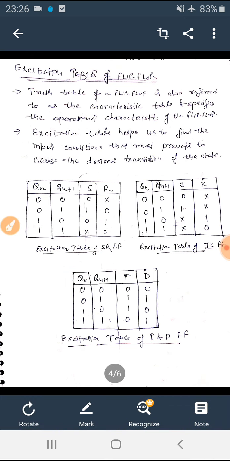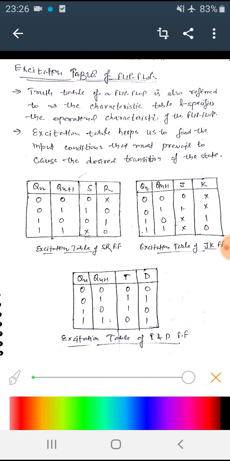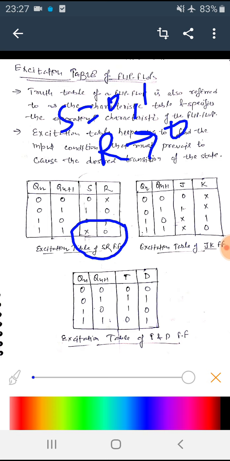Okay, if the previous state was 1 and we want it to remain in state 1, then the input should be R equal to 0, whatever be the S. So if S is equal to 0 or 1, we need R to be 0, so that the next state would be 1. So this is how we can make the excitation table. That is how the transition takes place from one state to another for a possible combination of inputs. So this is what the excitation table does.